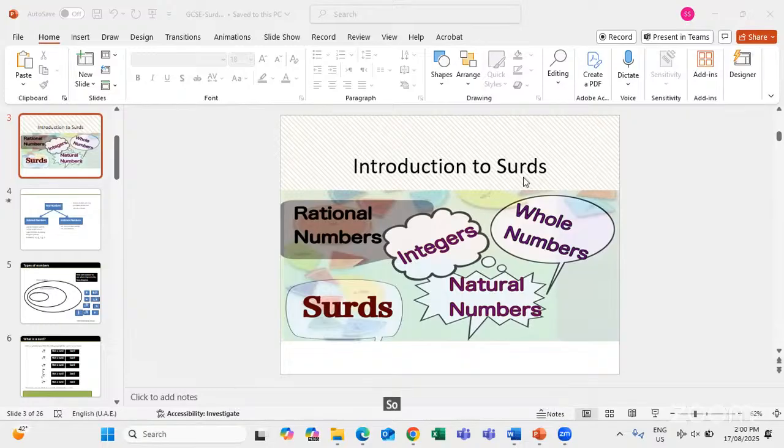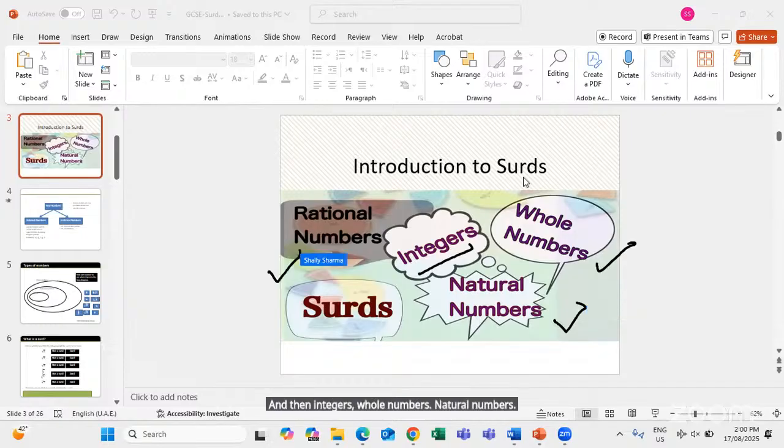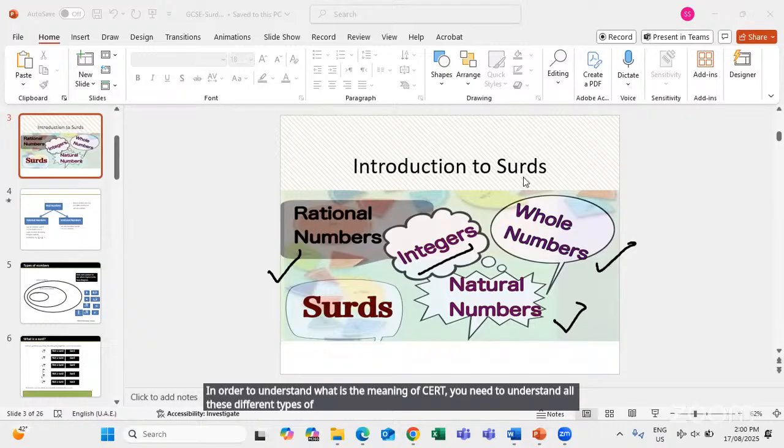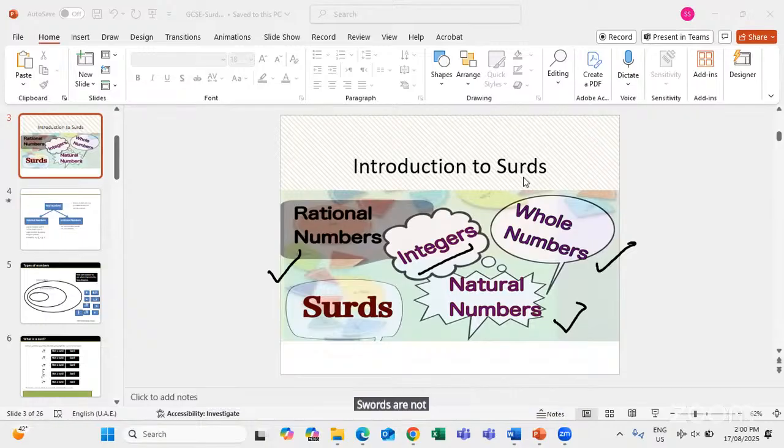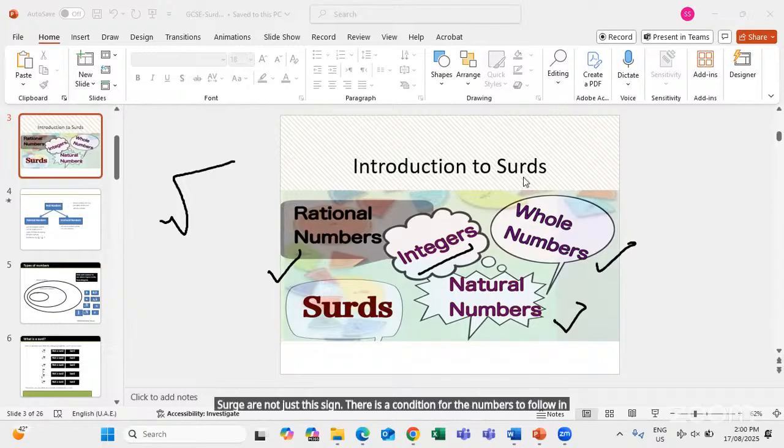So, if you see the screen here, you can see some words like Surds and then integers, whole numbers, natural numbers, rational numbers. In order to understand the meaning of surd, you need to understand all these different types of numbers. Surds are not just this sign. There is a condition for the numbers to follow in order to be a surd.